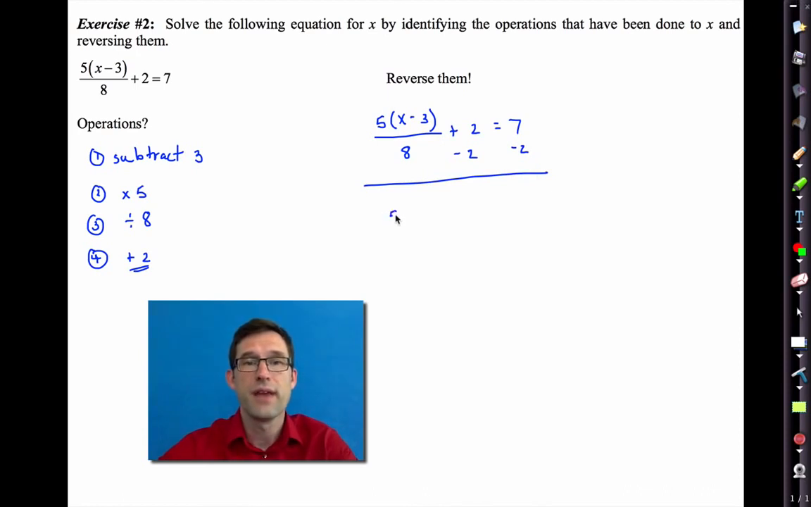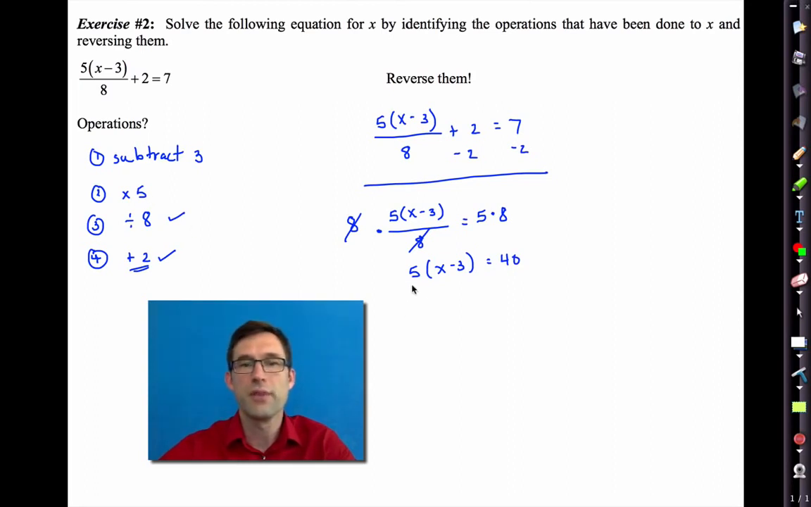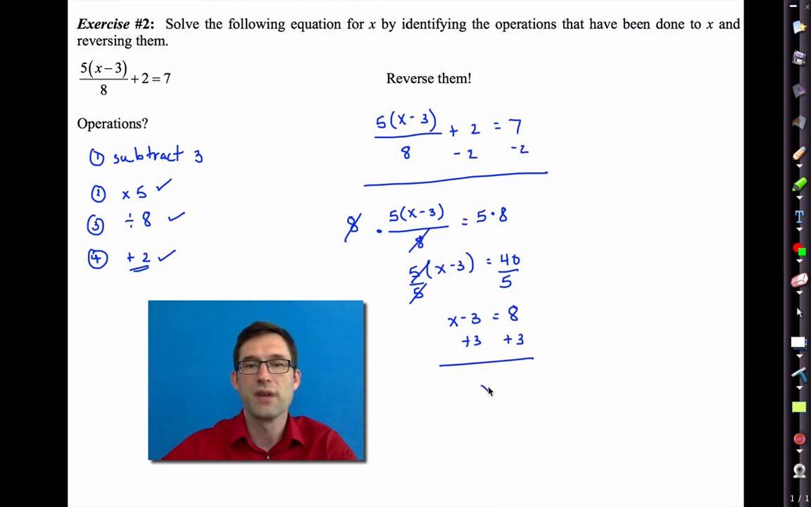Simple enough. That looks like a giant division bar. Sorry about that. Didn't mean to make that more complicated than it had to be. 7 minus 2 is 5, so I took care of that. Now we'll undo division by 8 by multiplying both sides by 8. All right, that'll give me 5 times x minus 3 is equal to 40. Okay, great. Now we can undo multiplication by 5 by dividing both sides by 5, giving me x minus 3 is equal to 8. And then we can undo subtraction of 3 by adding 3 to both sides.